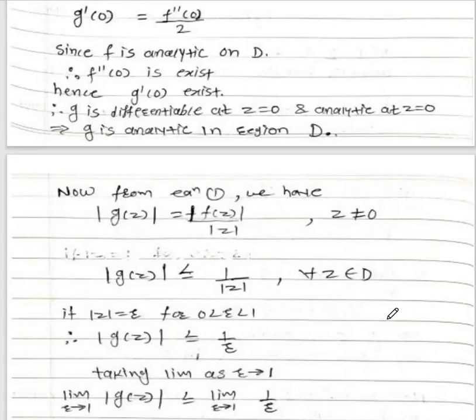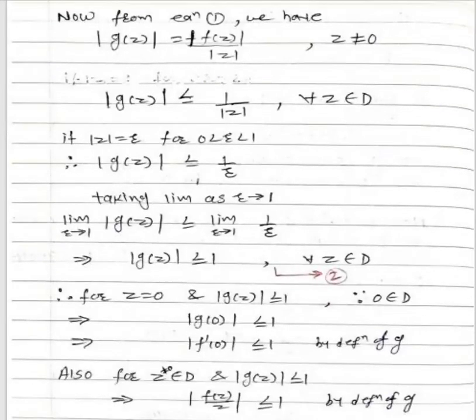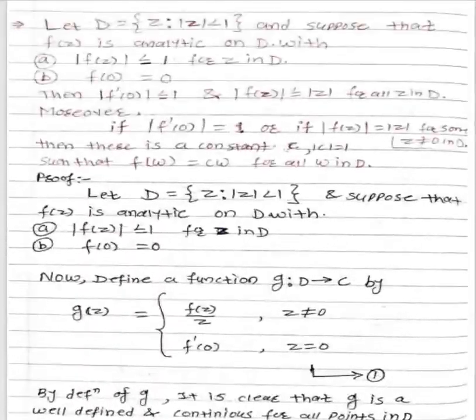Here, if mod z equal to r, where r is between 0 and 1, then mod g of z is less than or equal to 1 upon r. Taking the limit r tends to 1, we get limit r tends to 1 of mod g of z less than or equal to limit r tends to 1 of 1 upon r, which implies mod g of z is less than or equal to 1 for all z belongs to D. This is the proof of the second part of this theorem.